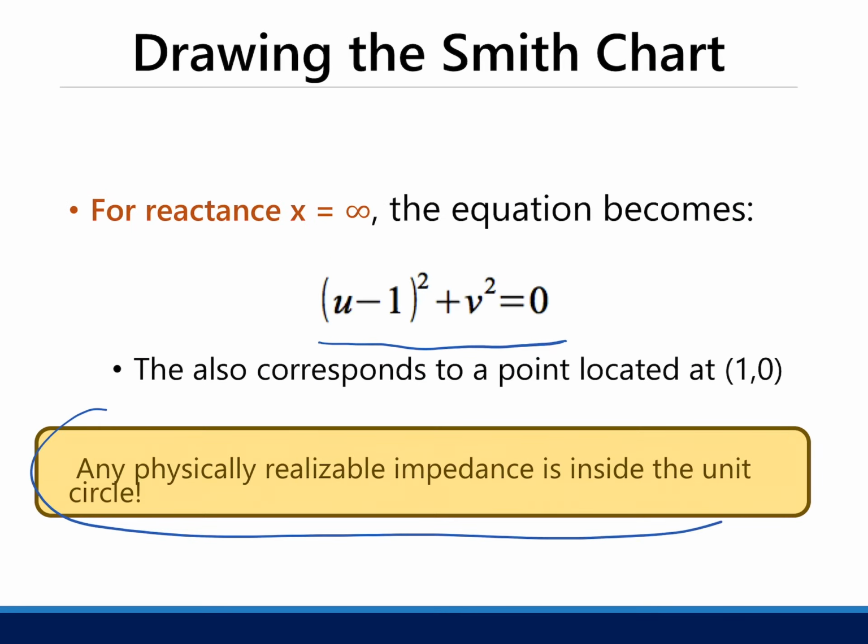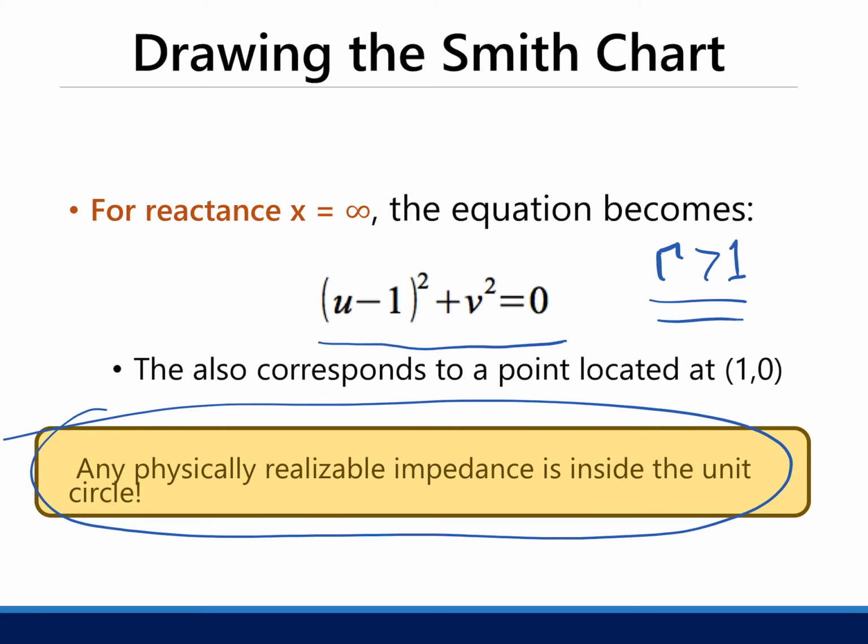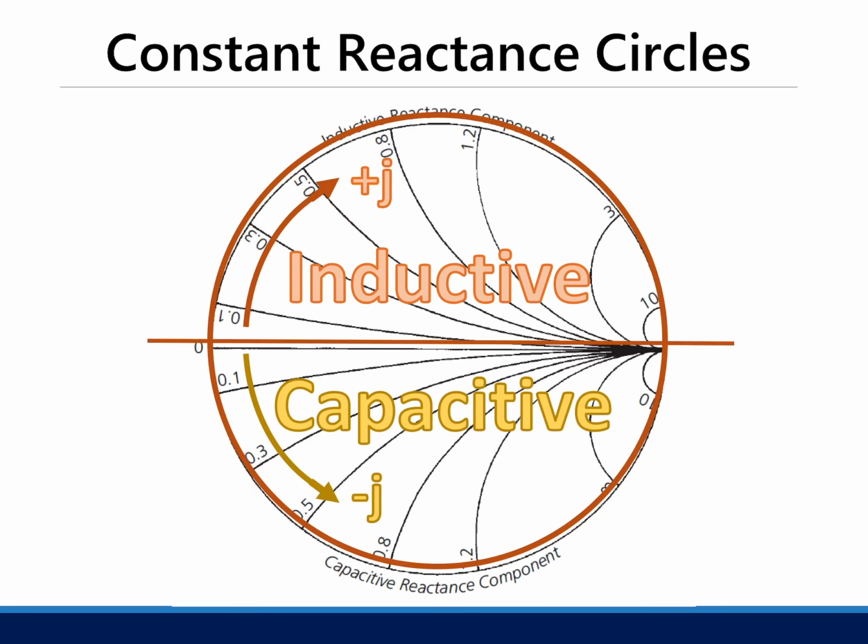Any physically realizable impedance is within the unit circle. Anything beyond that would mean that gamma is greater than 1, which is not physically realizable. You get a reflection coefficient greater than 1. That's weird. So the constant reactance circle, the ones in brown, would be the extreme case. This one is when you have a 0 reactance, and this one, the dot here, is when you have an infinite reactance.